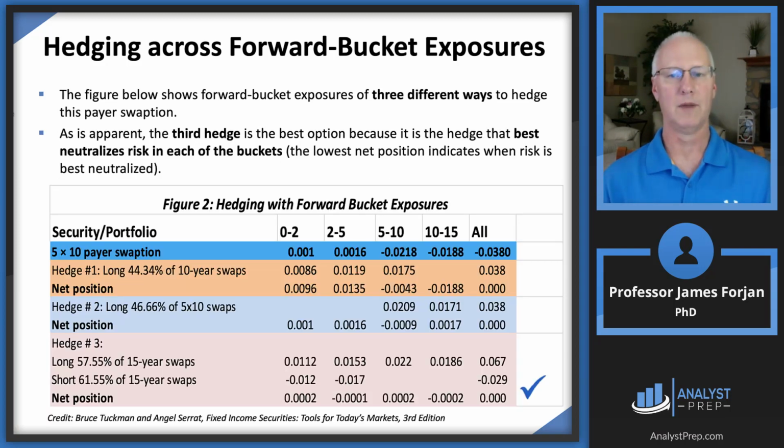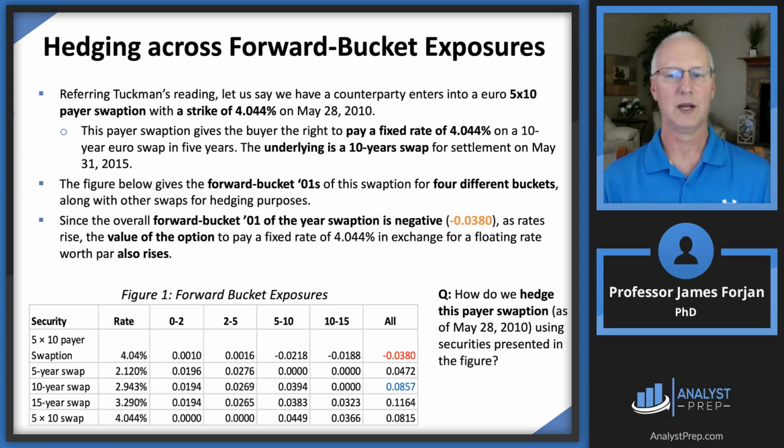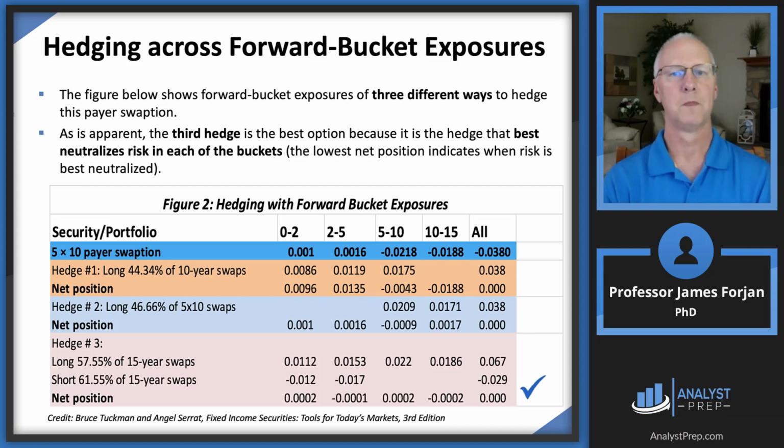Now what I'm going to have to do is toggle back and forth. So how are we going to hedge this swaption? We're going to try to do it with some other swaps. I mean, that should make perfect sense, right? So this is what we're going to do. We're going to identify 3 different ways to hedge this swaption. And then we're going to try to figure out which is the best of the 3.